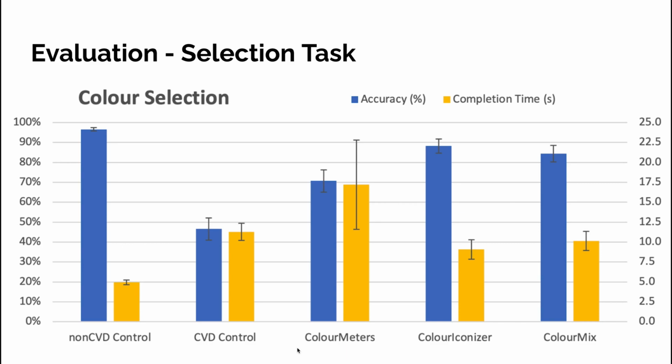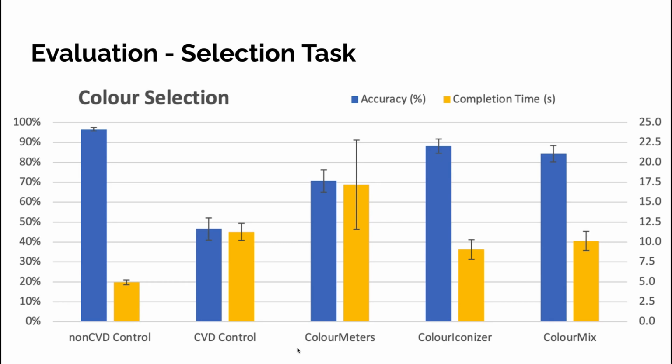From the chart for the selection task results, we see that ColourMeters assisted the least out of the 3 patterns. ColourMeters had the lowest accuracy and the longest completion time compared with ColourIconizer and ColourMix. Also of note, when using ColourMeters, participants spent more time on the task than in the control condition. Importantly, ColourIconizer and ColourMix both improved in accuracy over both the control and ColourMeters, but also decreased in completion time, unlike ColourMeters.